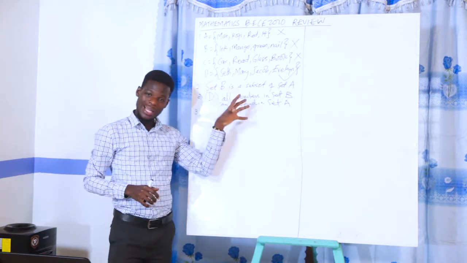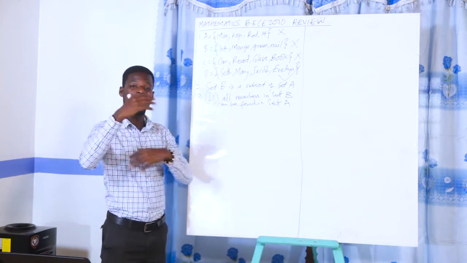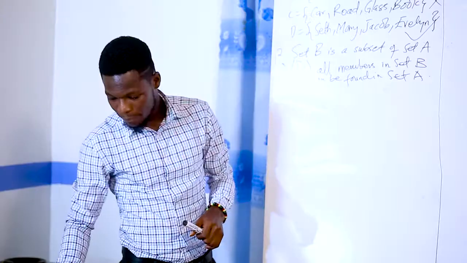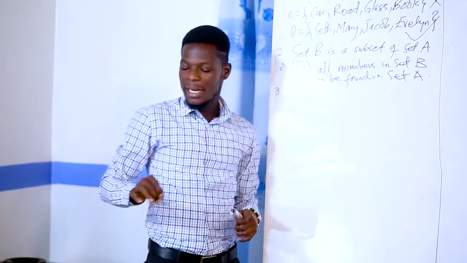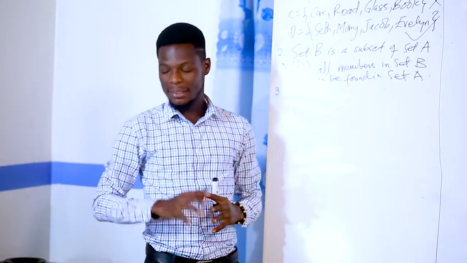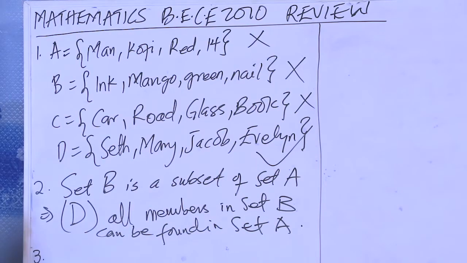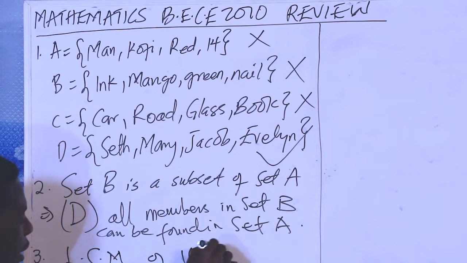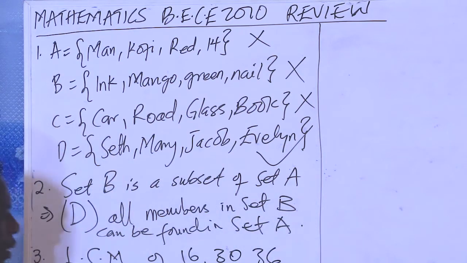Now you should understand so that if the question is framed in a different dimension, you'll be able to get it correct. All right, let's go to question 3. Question 3, the least common multiple, which is LCM, of three numbers, 16, 30, and 36. So LCM of 16, 30, 36.